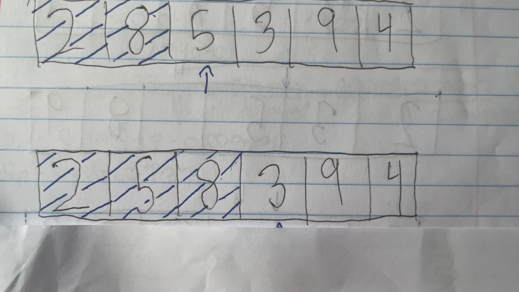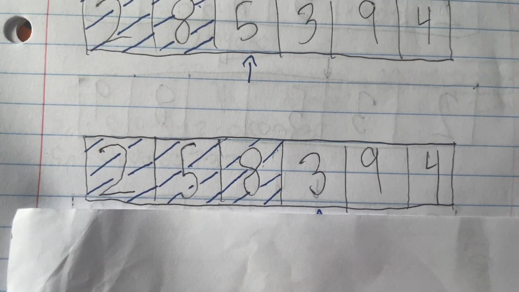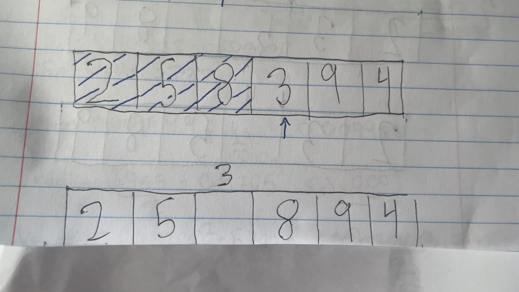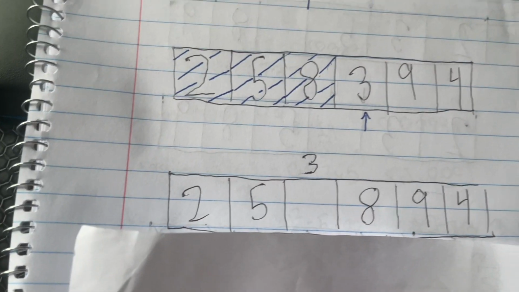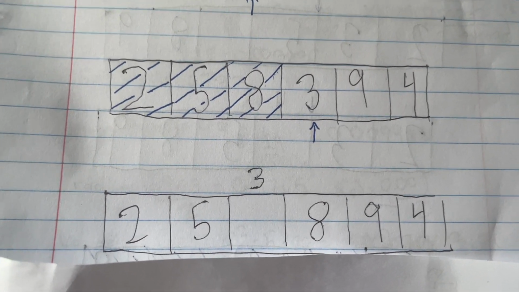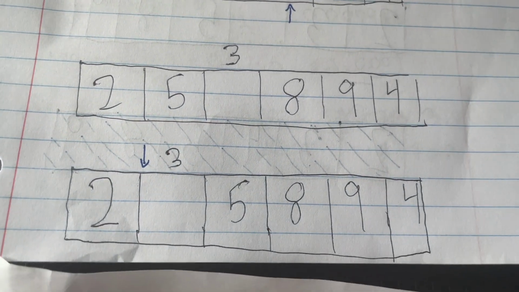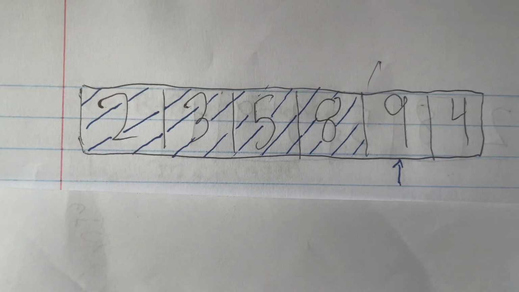Now we look at 3, right? So first we look at its item on the left. So we compare 3 with 8. 3 is less than 8, so we shift their positions, right? Now we compare 3 with its other item on the left, which is 5. 3 is also less than 5, so now we swap 5 and 3 again, and then we just insert 3. So now 2, 3, 5, 8 are sorted.